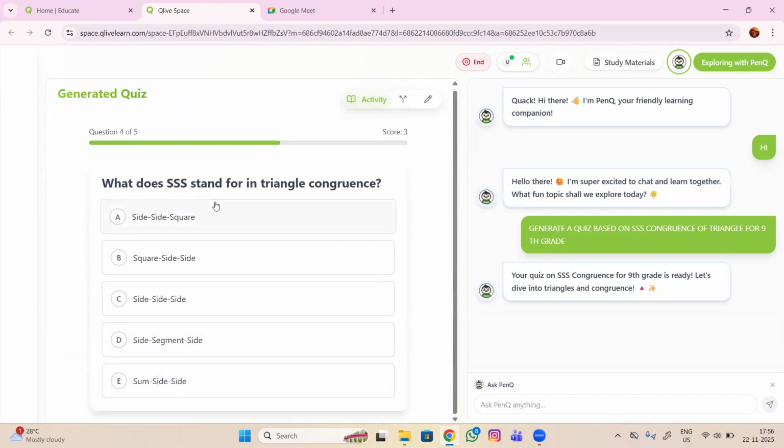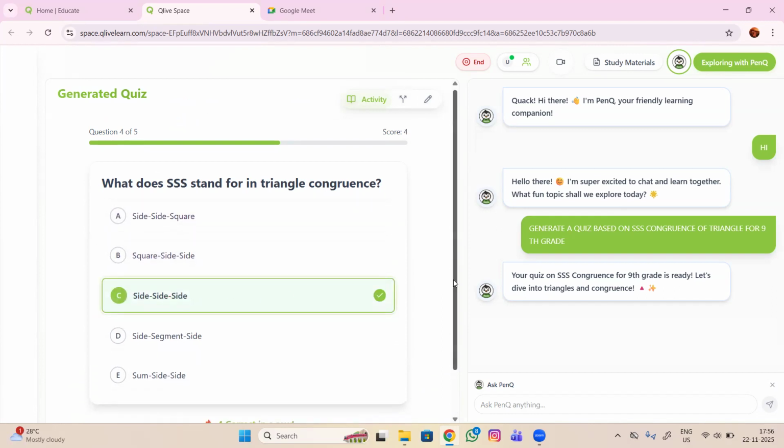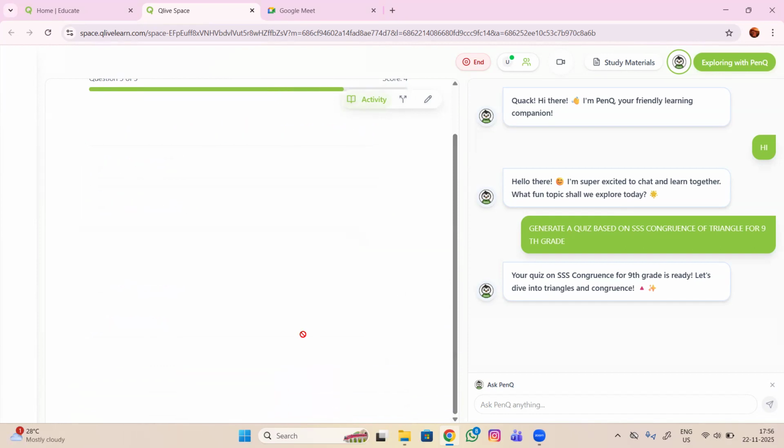Then the fourth question. What does SSS stand for in triangle congruence? Side, side, side. Very good. Well done. Great job. You rock it.